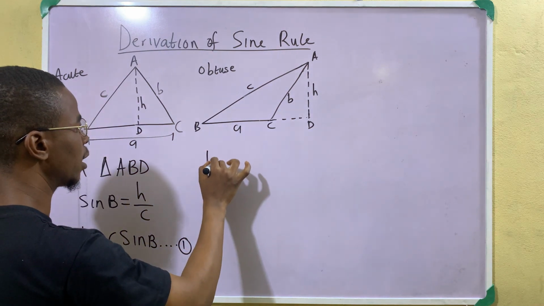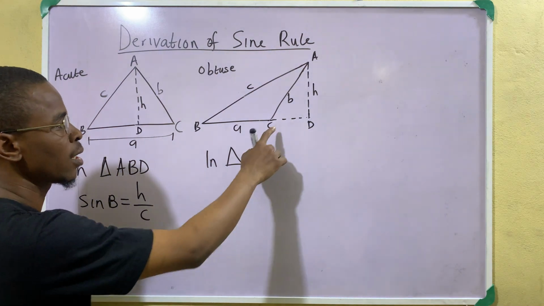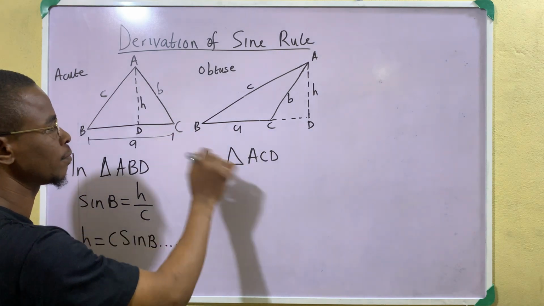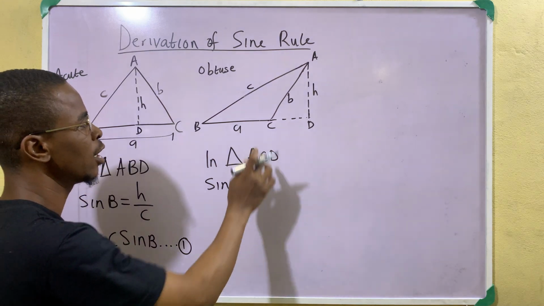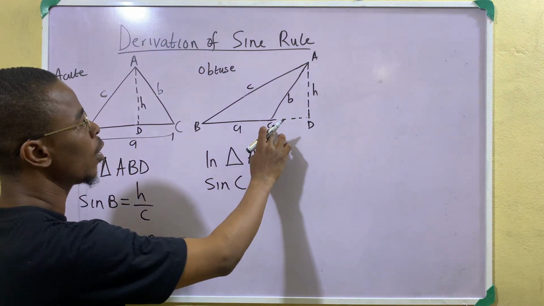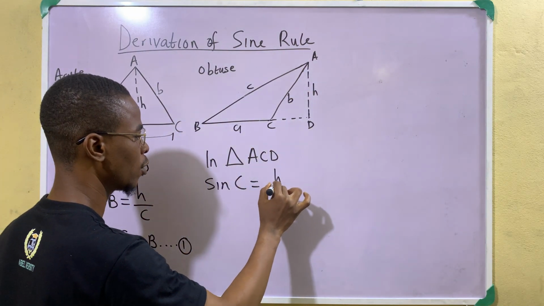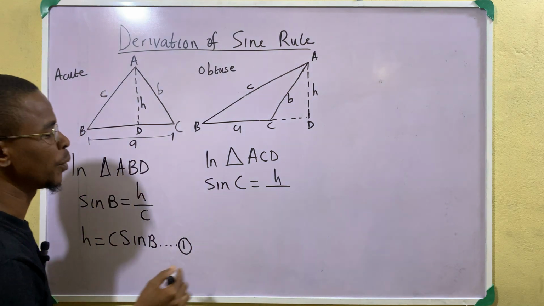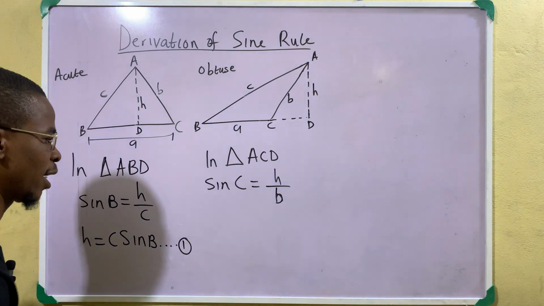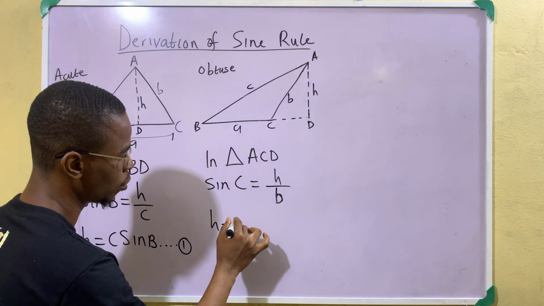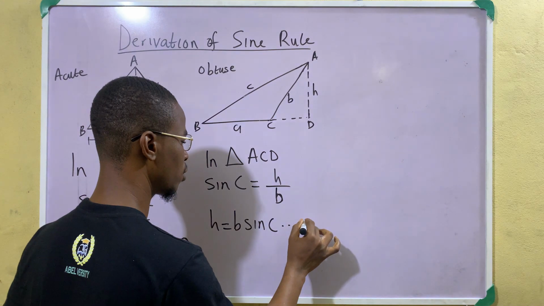Then we'll go for the next one, in triangle ACD. Let's find the sine of C here and here. We say sine C, that's big C, is equal to what's the opposite of this? That'll be h here. So we say h all over, what's the hypotenuse? b. So let's make h also the subject of the formula here. We have that h equals b sine C. We can call this equation 2.